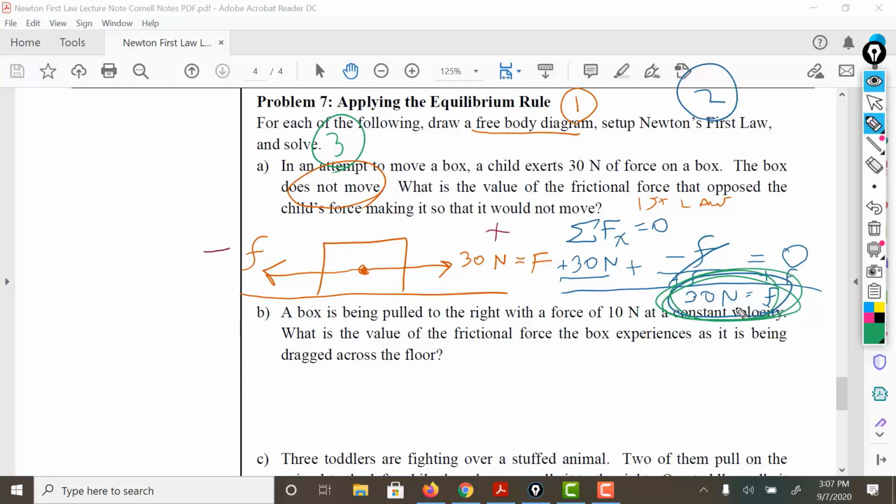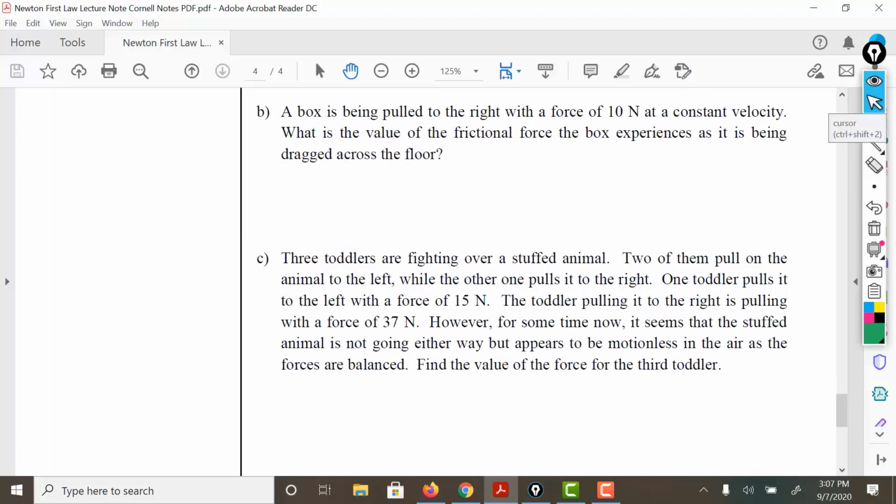Remember, all of our answers need to make sense. Now that you look back, it's an obvious answer. However, I want you to get in the habit of drawing the free body diagram, setting up the rule, and then solving it. Part B, why don't you try it out? Pause me and try part B.